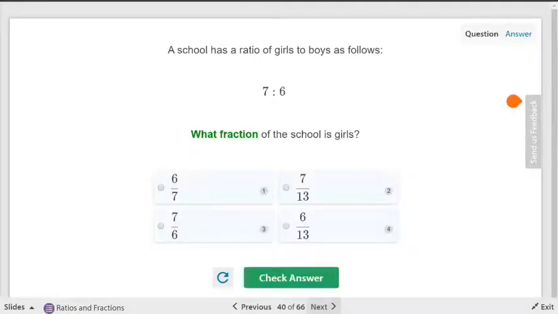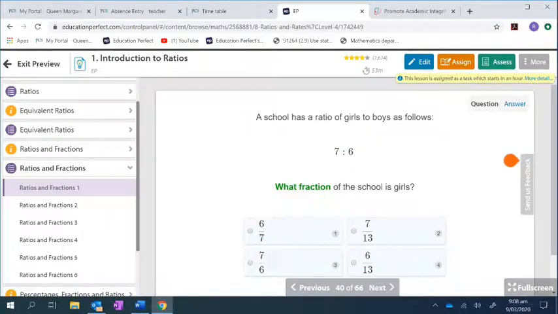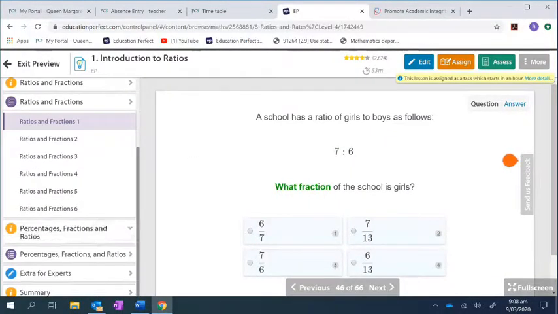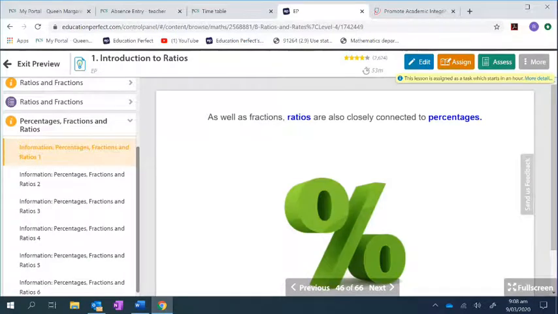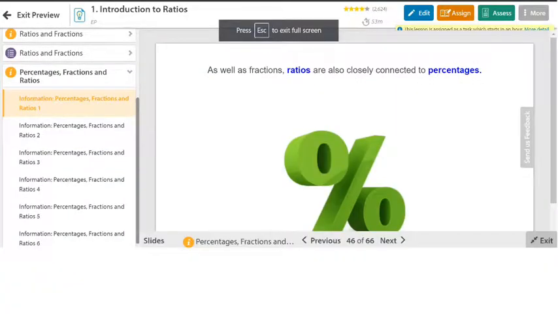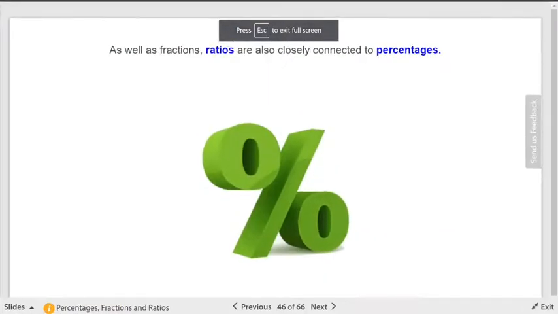Okay? So you're going to have a little bit of work doing that. Hold on. We're almost there, kids. It's easy, but there's a lot of it.